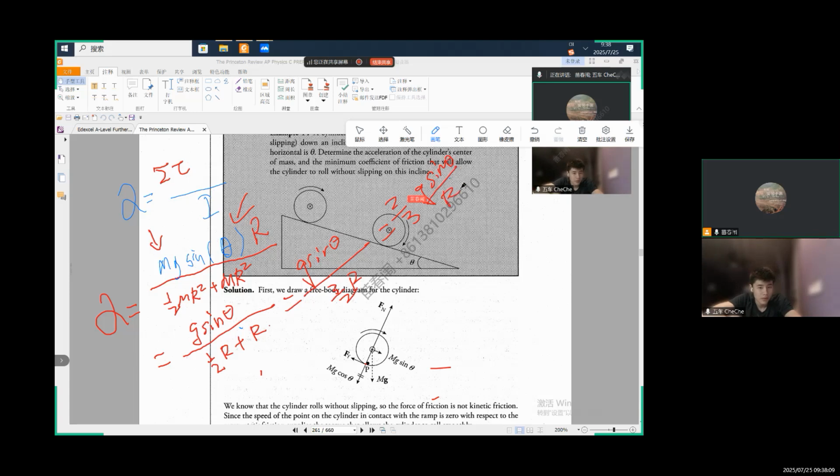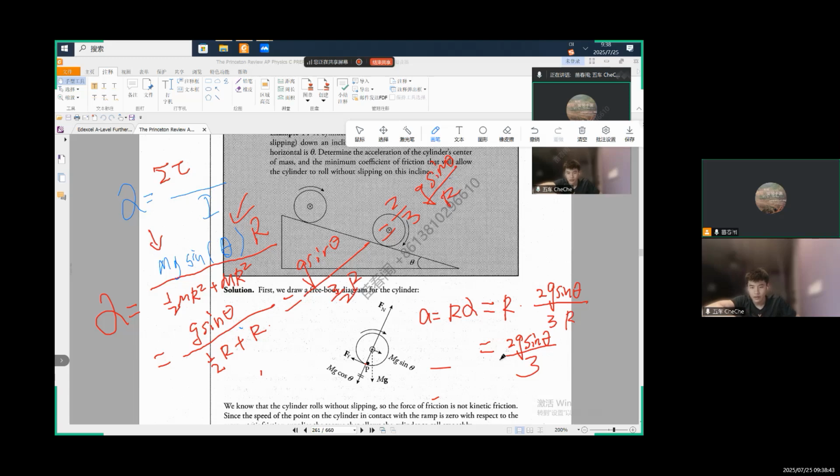Does that make sense? This is the one. And then I can find acceleration by the next step, which is acceleration equals r alpha. So just use r times that 2g sine theta over 3r. Oh, r and r simplified. So 2g sine theta over 3. Yeah, that'd be the answer for acceleration.